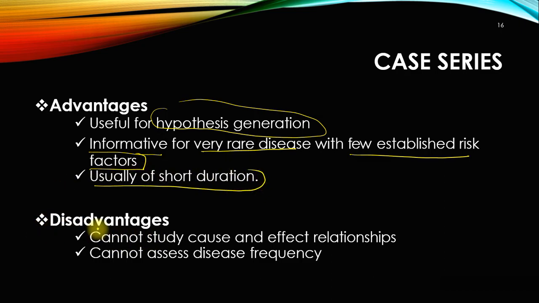So what are the disadvantages of it? That is, it cannot study cause and effect relationship. So actually that is the purpose of carrying out these studies, to establish what are the causes of that disease or causes of that particular adverse reaction, and what are the effects it produces. But a case study or case series is not able to study the relationship between the cause and the effect. Okay, and also it cannot assess disease frequency. Disease frequency means the frequency at which a disease occurs. Okay, so it is not able to find out at what frequency a disease can occur. It will just describe the disease and help in hypothesis generation, but it won't help in determining the frequency of disease.